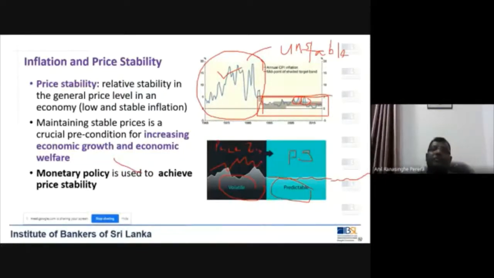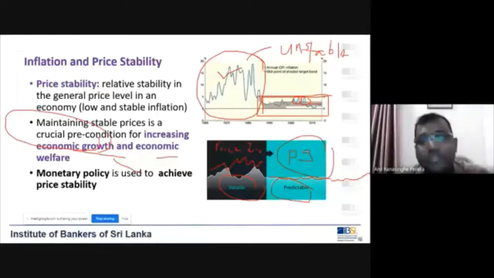This is a crucial precondition to increase economic growth and welfare. People will take economic activities, investments, and a lot of long-term decisions when the prices are stable. So that will lead to the economic welfare of the people. People will take their decisions based on the price stability condition. As a result, there will be a very sound environment for economic activity.